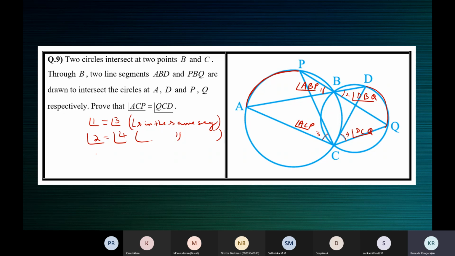But angle 1 and 2 are vertically opposite angles. Angle 1 is equal to angle 2. Vertically opposite angles are equal. It's given there. I didn't read the question.